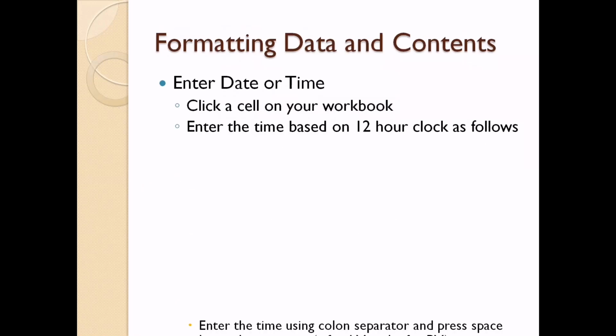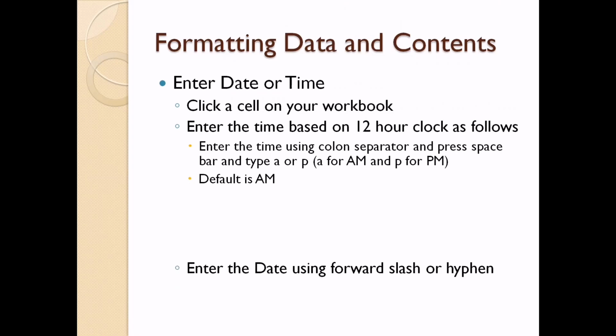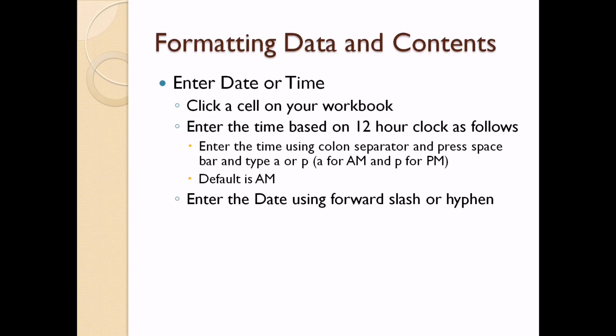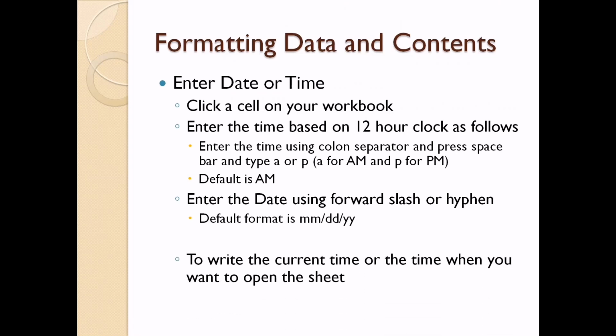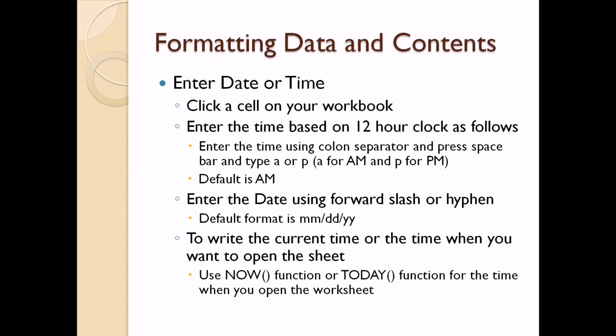So if we want to enter the date or the time, click a cell in your workbook and enter the time based on the 12-hour clock as follows. Enter the time using the colon separator, then press the space bar and type A or P. A is for AM, P is for PM. By default, if you don't enter it, it automatically detects that it is AM format. Similarly, using forward slash or hyphen, you can enter the date in the format of month, date, and year. That is the default format. Or if you want the time or the day whenever you open the sheet, you can use the function NOW for the date and the time both, and TODAY for only the date.